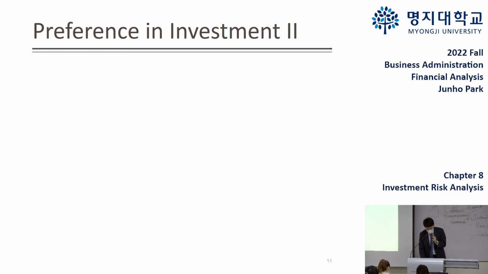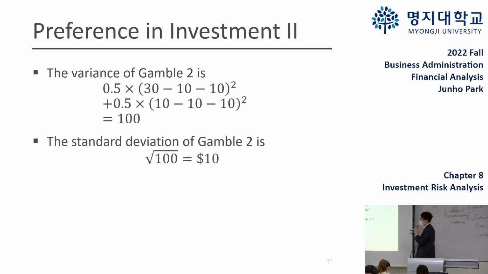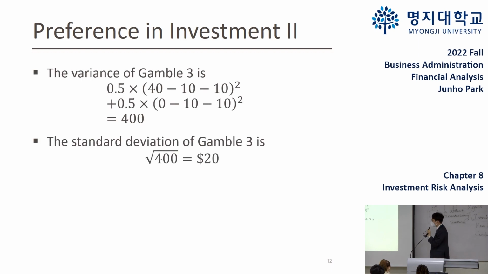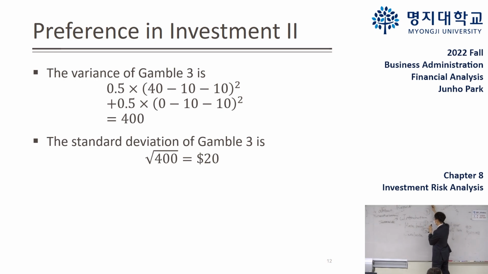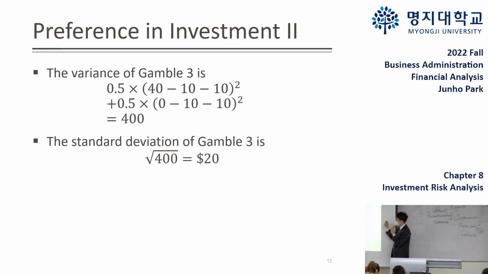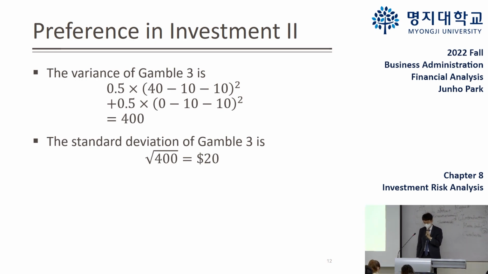By calculating the standard deviation, we can see that gamble 2's standard deviation is $10. On the other hand, the standard deviation of the third gamble is 20, so it has double the standard deviation compared to the previous one. It means it is likely that you will get more extreme values. You get either 40 or 0, and this is more extreme compared to 30 and 10, right? Therefore, you would like to have a low variance or low standard deviation in this investment.